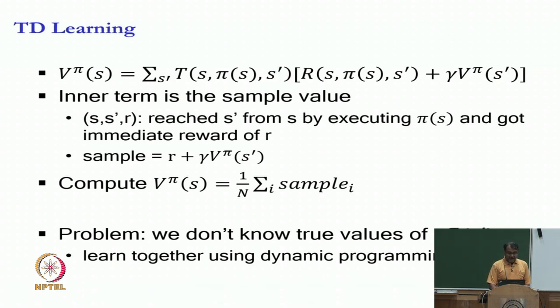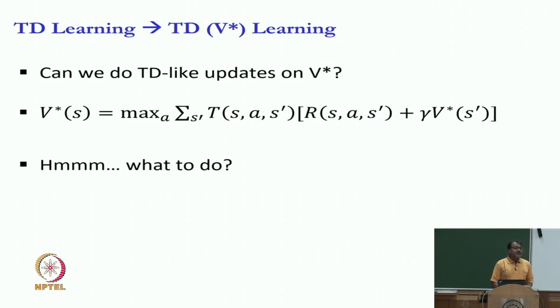Unfortunately, in this equation, V star, is this an expectation? This is not an expectation. We want the right hand side to be an expectation, but what we are getting is max over A of something. So we cannot convert it into a sampling based algorithm easily. What do we do? This is a big question. Any guesses?